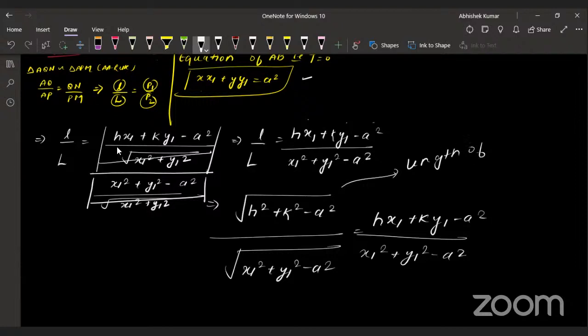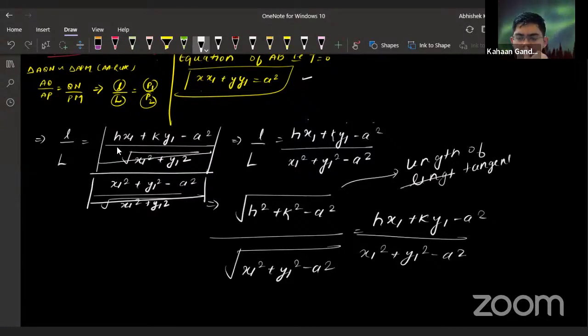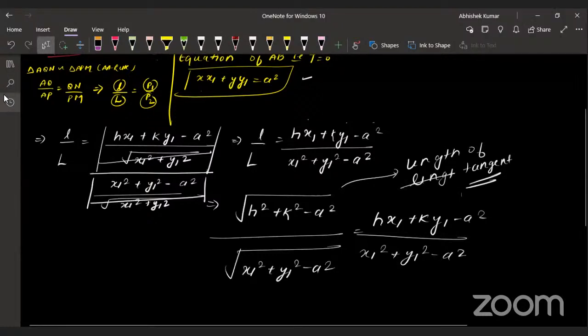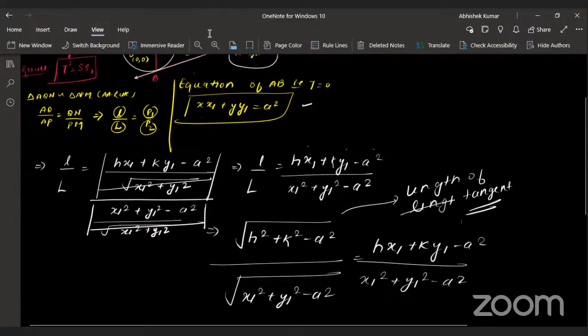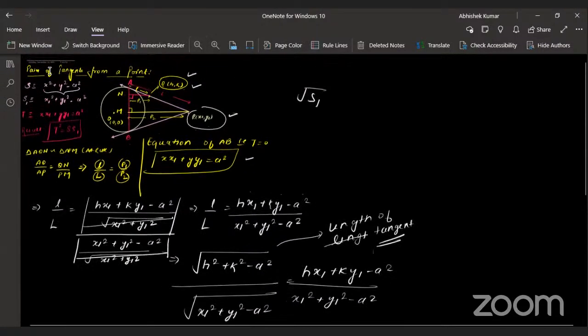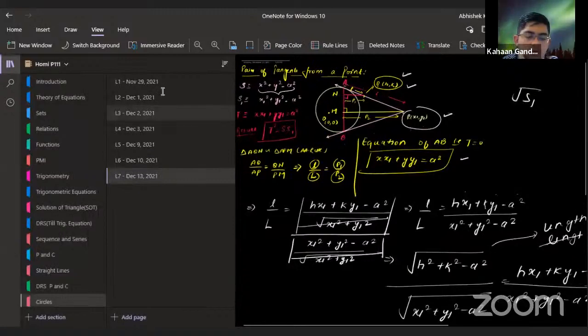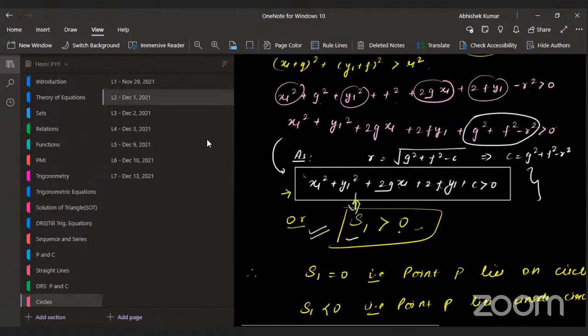If you see the first, second or third session, we calculated the length of tangent, not the ratio. That is given by root S1. We derived this. I have to see where it is. I don't know, but we calculated it, I remember.